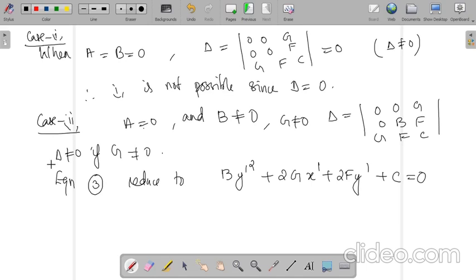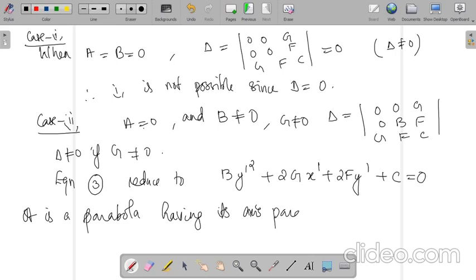So let us convert it into the standard form by completing the square. So it is a parabola having its axis parallel to the new x-axis. Let us call this equation 4.